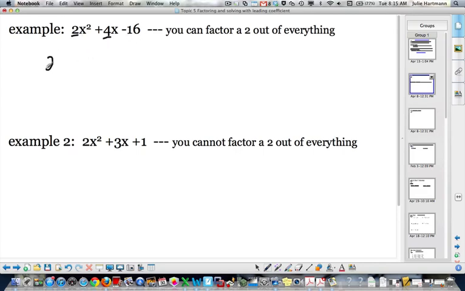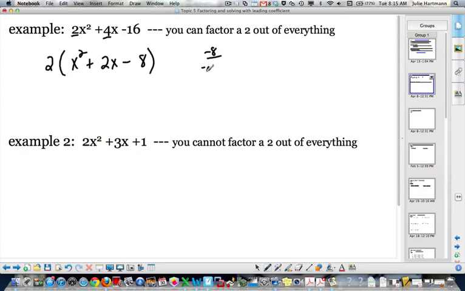2 goes into everything. So if I take a 2 out, I'm left with 2x squared. 4 divided by 2 is 2x. And then 16 divided by 2 is 8. Now, can we factor that? Yeah, what multiplies to give us negative 8 that adds to give us 2?